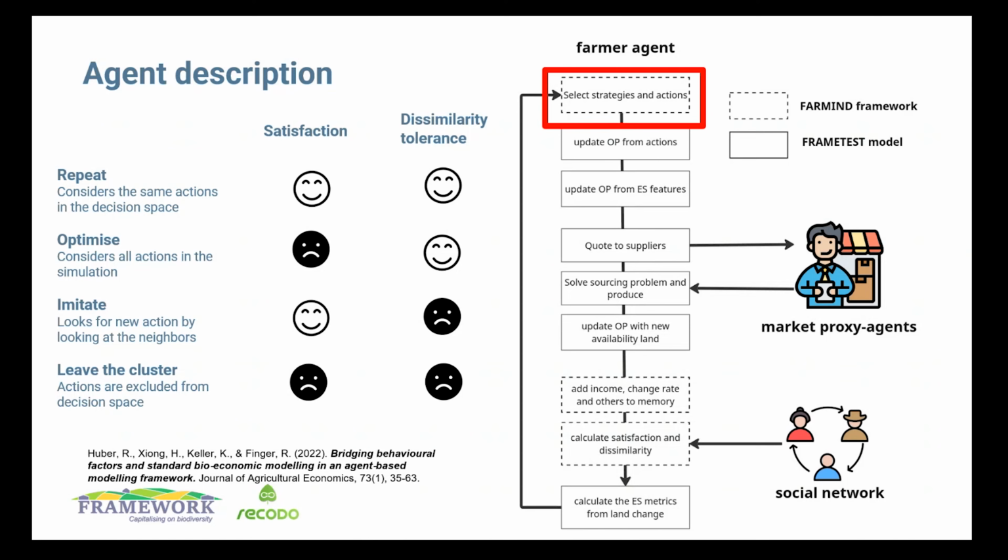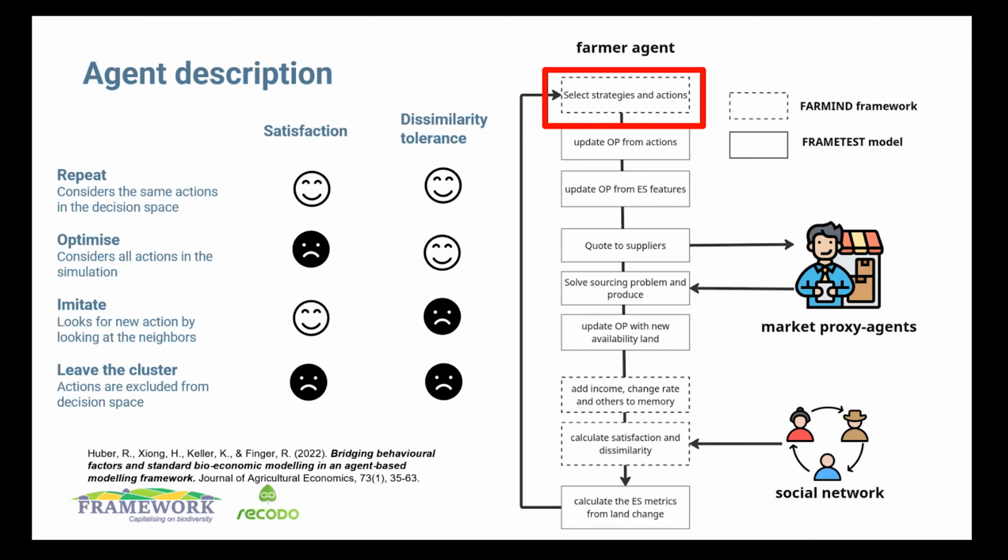In the FarmMine model, the strategy selection depends on two endogenous variables: the satisfaction, which is related to the income, and the dissimilarity, which is related to how the neighbors look, what the neighbors do in terms of action, and also how much they make in terms of revenue.